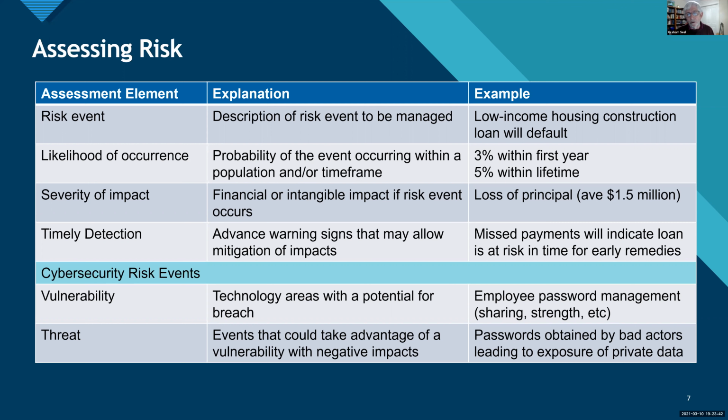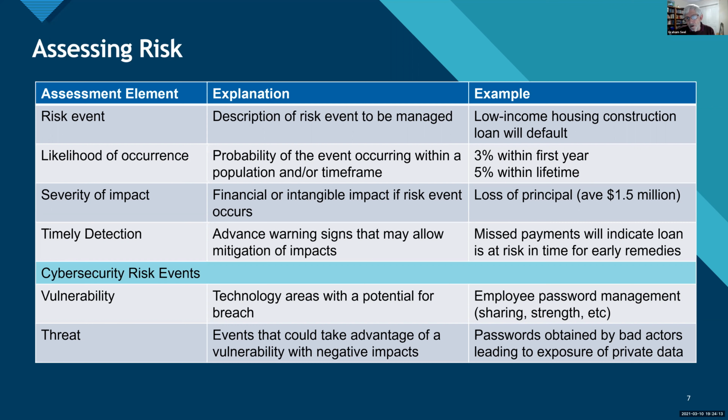For example, the risk may be that a low-income housing construction loan that we make may default. Now, actually, that can be drilled down further because there's lots of reasons for default, and when in the life of the loan it is defaulting and so on. So it's a bit more nuanced than that, but that's the basic idea of it. So we have this event. The second thing then is how likely is it that this event will occur?